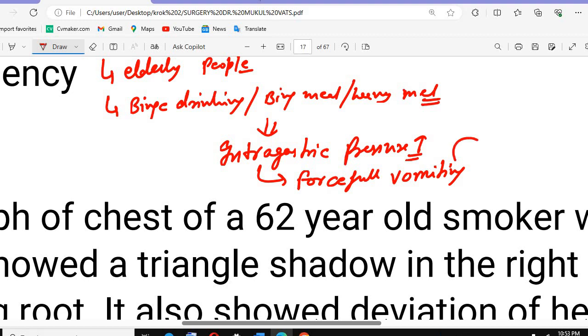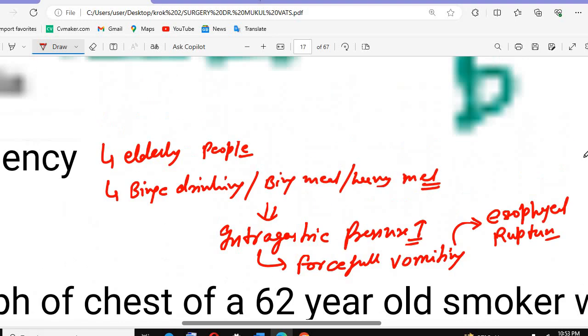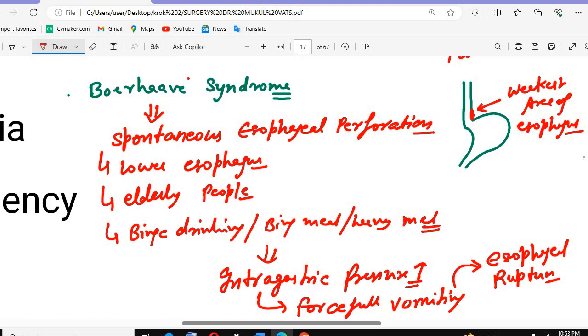When he does the forceful vomiting, then during this forceful vomiting, the esophagus will rupture at the weakest point, and the weakest point is the lower esophagus. At this weakest area, the esophagus will rupture, on the left lower esophagus, or we can say the posterolateral wall, the weakest posterolateral wall.